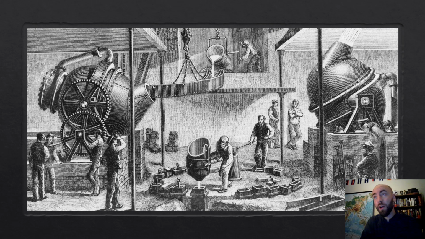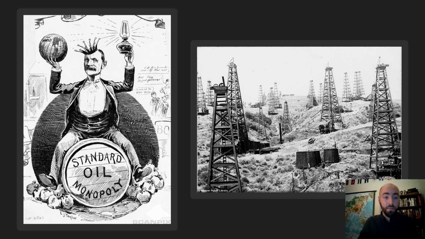Now, because we're laying railroad tracks, we need steel for those tracks. So the steel business is becoming a major business during this time. We're also going to be using more and more coal and oil to power our machines and to power eventually our cars and planes in the future. So oil is becoming a booming business during this time period.